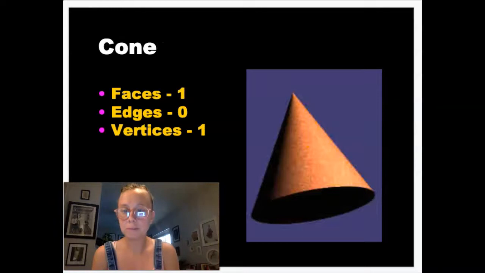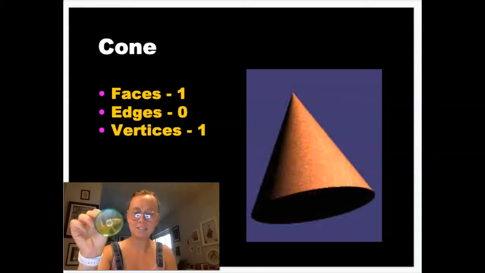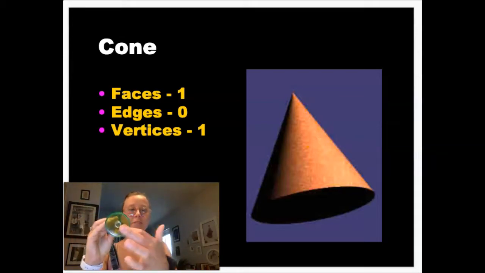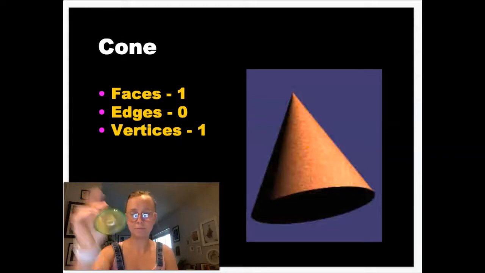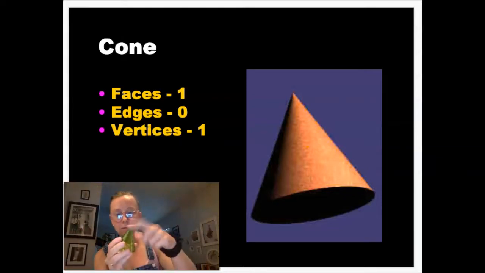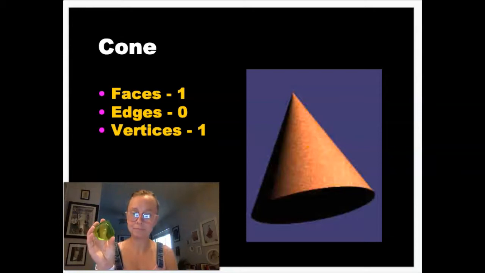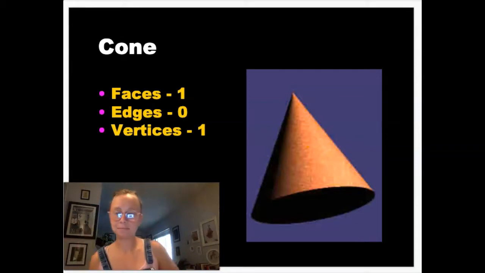The next shape we're going to talk about is a cone. So a cone has one face on the bottom, only one flat edge, right? Or sorry, one flat side. It doesn't have any edges because we don't have any straight edges. We can say it has one curved edge, but that's different than an edge. And we have one point, so one vertice, or one vertex.